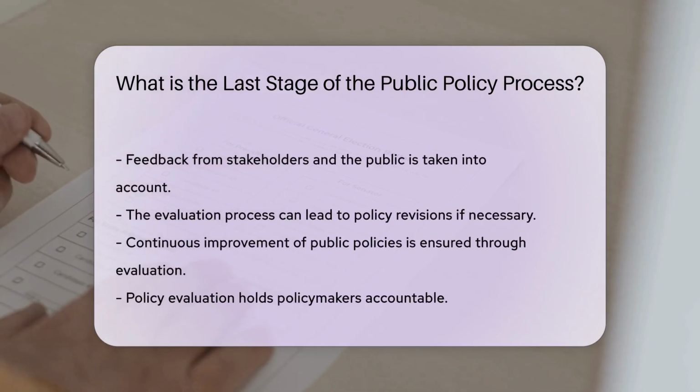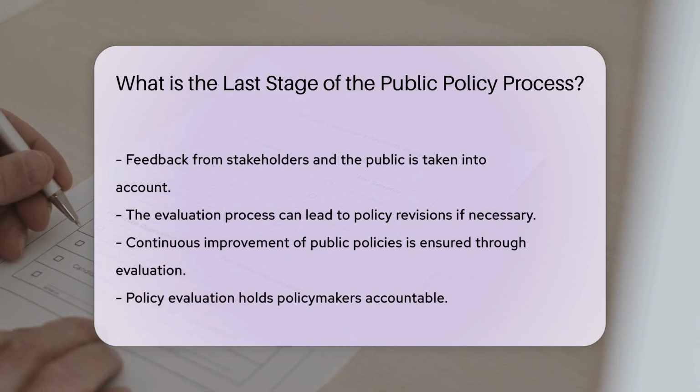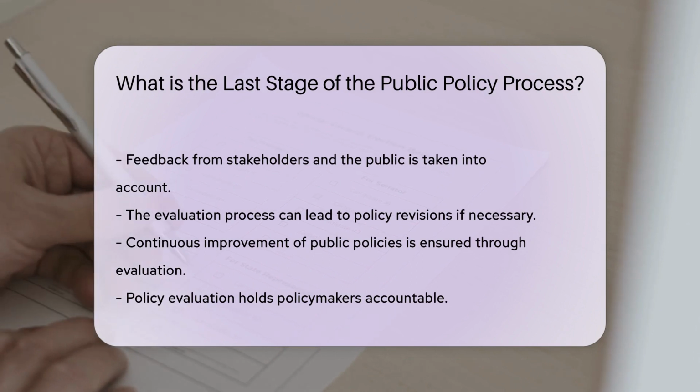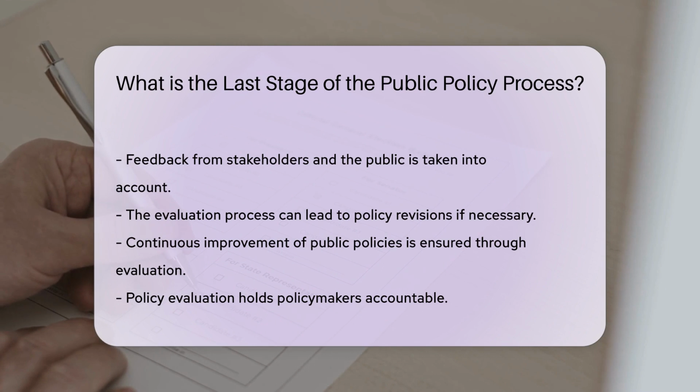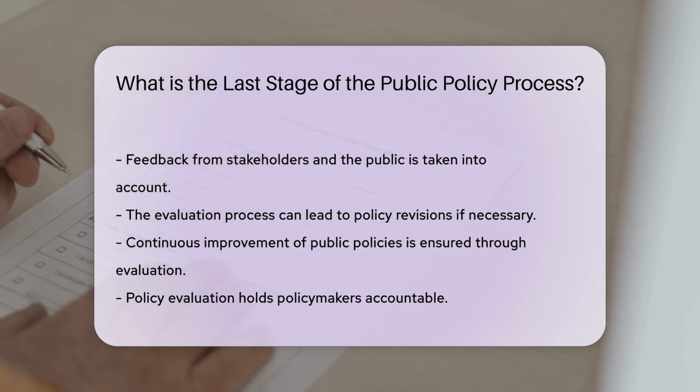It involves collecting data and analyzing results. Evaluators look at various metrics to determine effectiveness. They consider feedback from stakeholders and the public. The evaluation process can lead to policy revisions. If a policy is not working as intended, changes may be needed. This stage ensures continuous improvement of public policies.